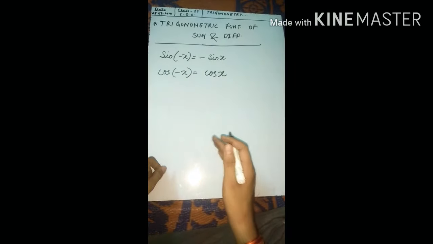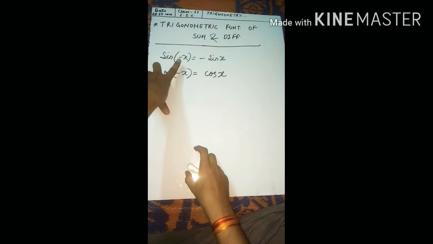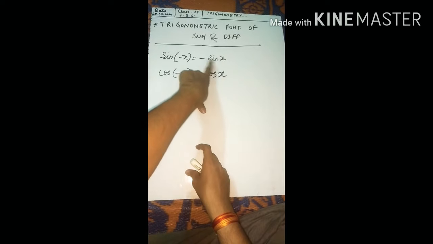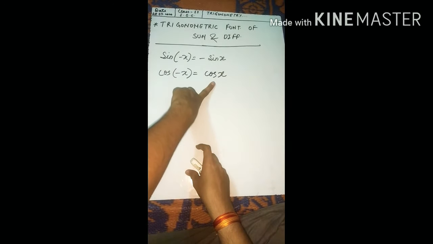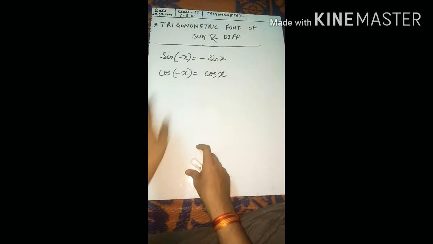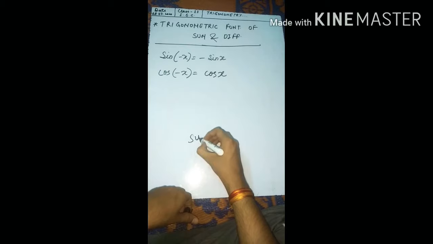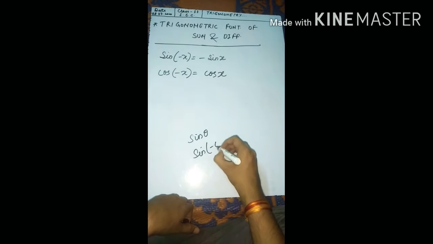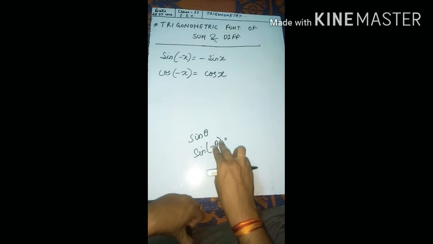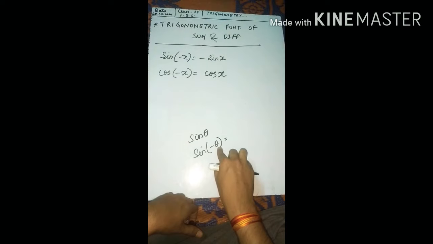The very first basic result I have written here is sine of minus x is equal to minus of sine x, and cos of minus x is equal to cos x. So what is this minus x? This is actually a negative angle. We have seen positive angles like sine theta, but we haven't seen sine of minus theta. So yes, the angle also exists in the negative way, that is sine of minus theta.